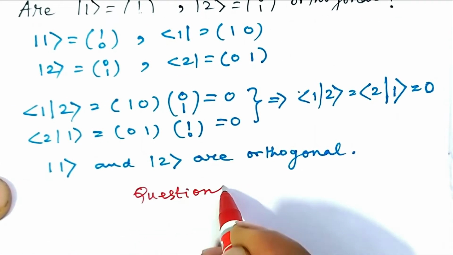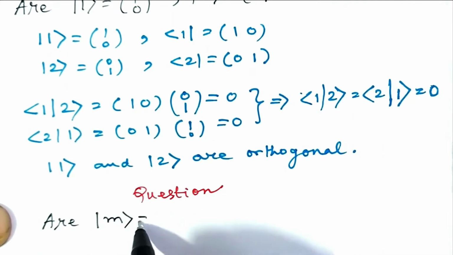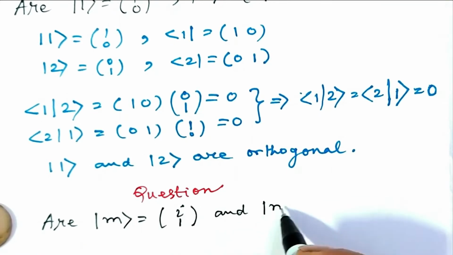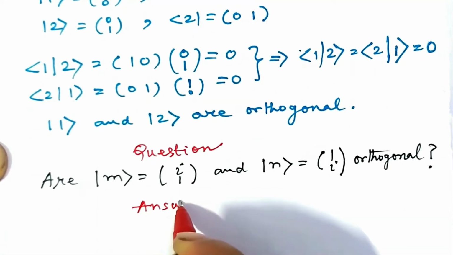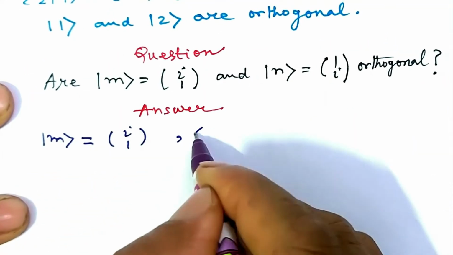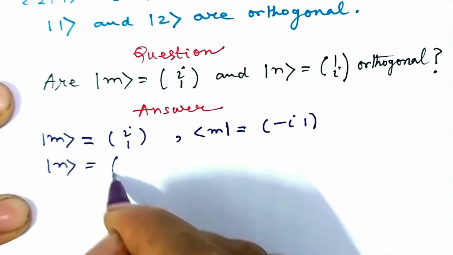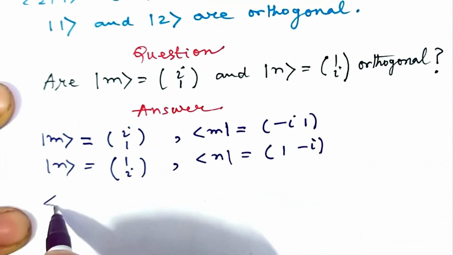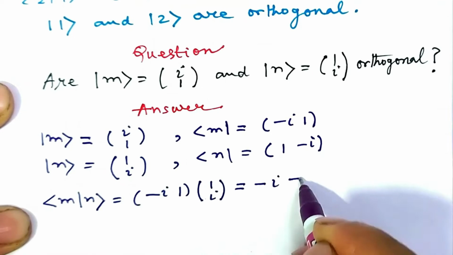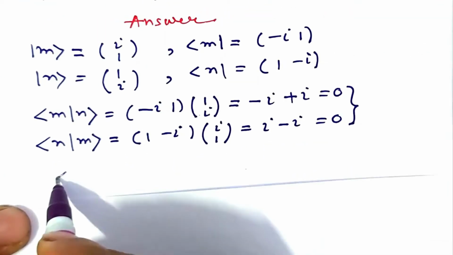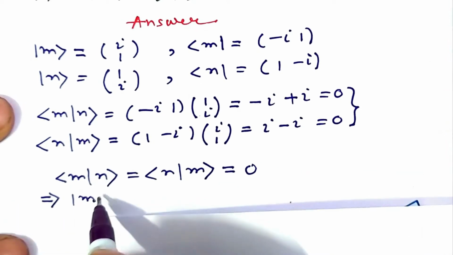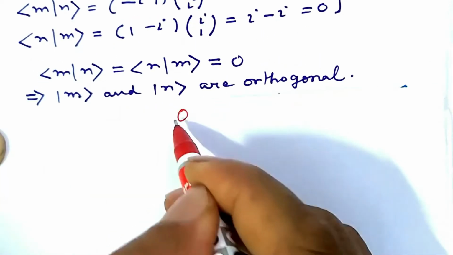Another question: are ket m equal to column i 1 and ket n equal to column 1 i orthogonal? The answer: finding bra m and bra n from ket m and ket n, we find bra m ket n to be 0. So is bra n ket m. So ket m and ket n are orthogonal.